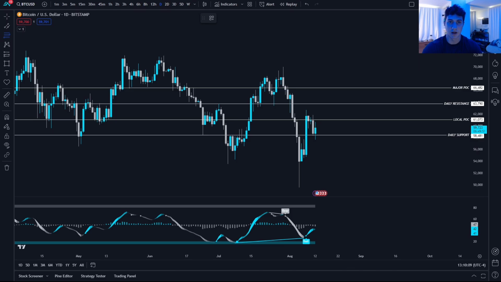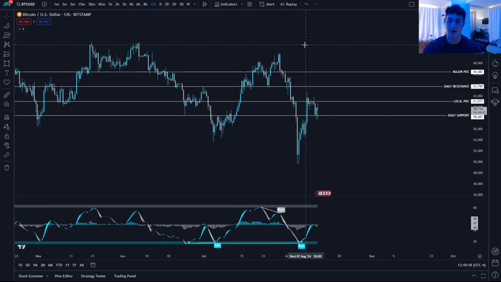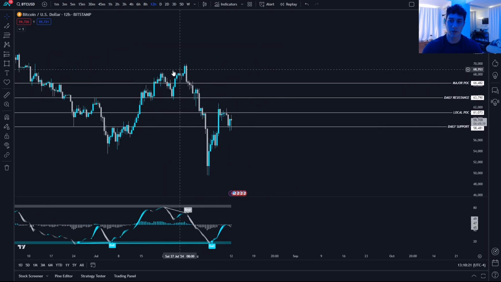So again, we're still on the daily time frame here. There's no set rule. It doesn't have to be exactly the daily time frame. We can go to a 12-hour time frame. But the point is we want to be on a slightly higher time frame to find these levels. And what we want to do is start drawing our golden pocket fib.